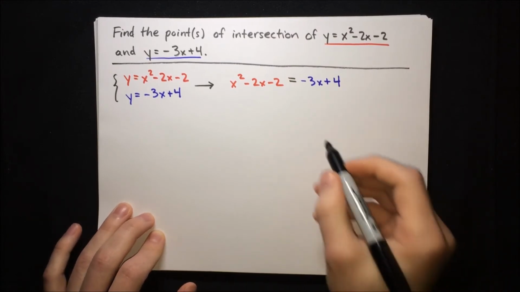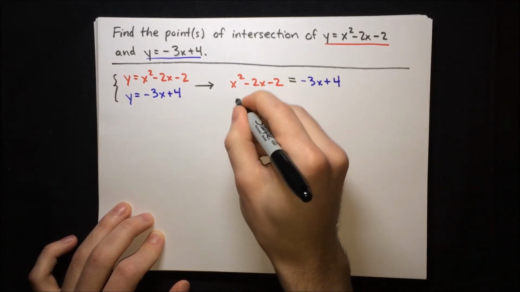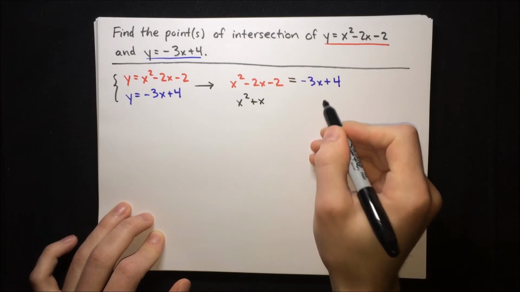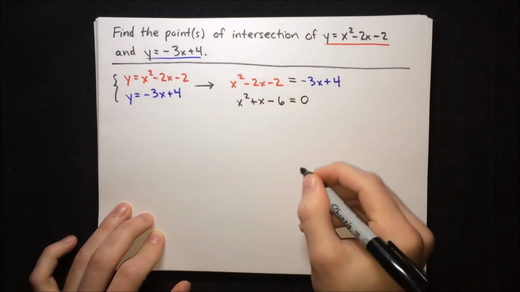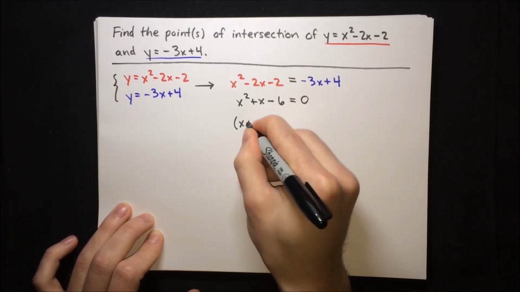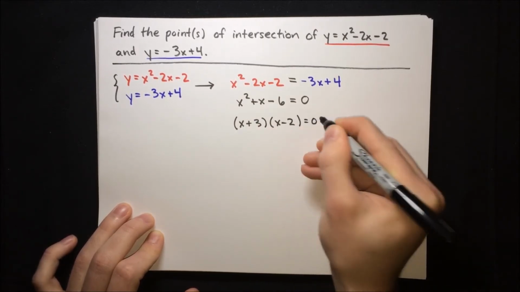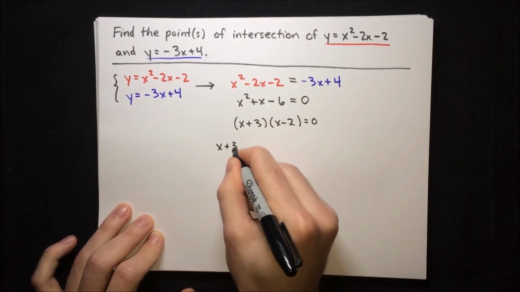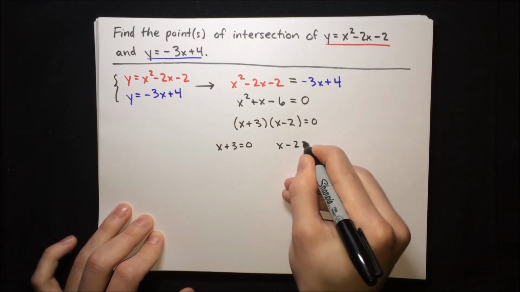Now that we have an equation in x, we can go ahead and solve. So adding 3x to both sides, we get x squared plus x, and then subtracting 4 from both sides, we get minus 6 equals 0. And this quadratic also factors nicely: x plus 3 times x minus 2 equals 0. So we've got two cases here. We've got either x plus 3 equals 0, or x minus 2 equals 0.